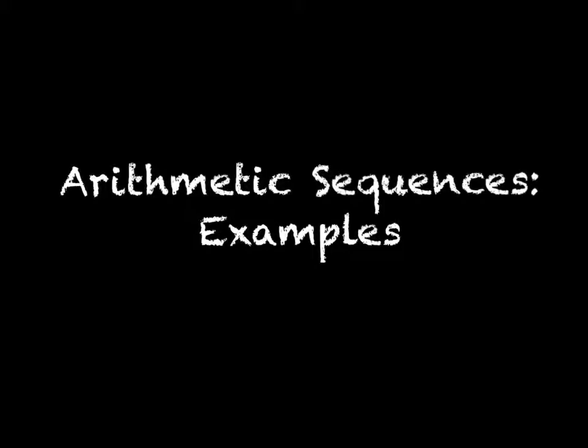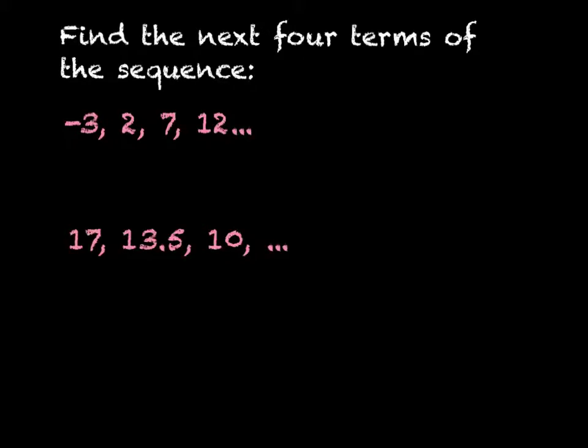This video will show examples with arithmetic sequences. Find the next four terms of the sequences. -3, 2, 7, 12. The first step is to find the common difference between each of these terms. If we look at this, we see that each time we are adding 5 to get to the next term.